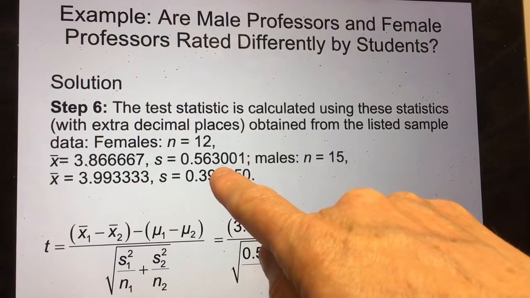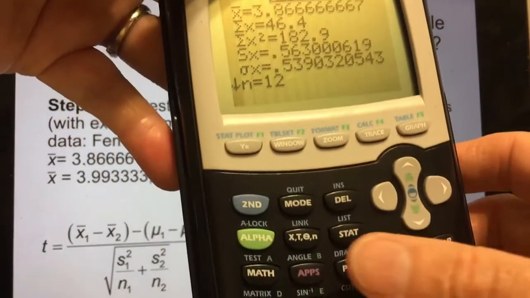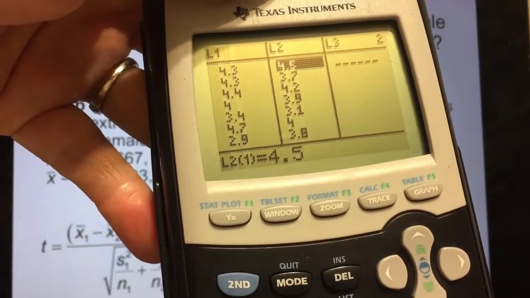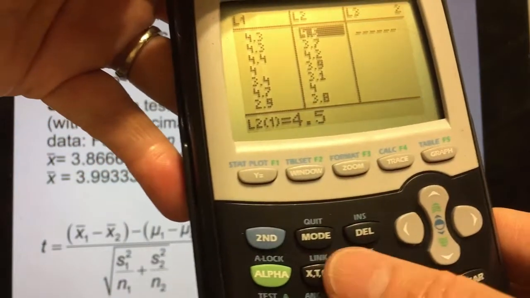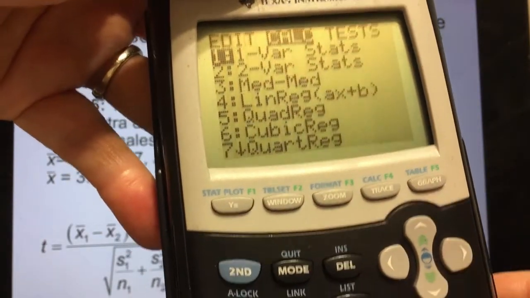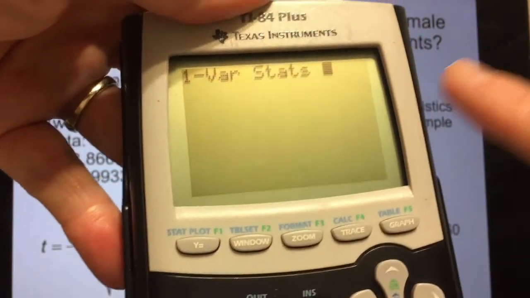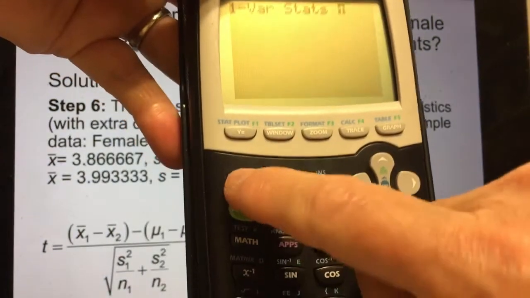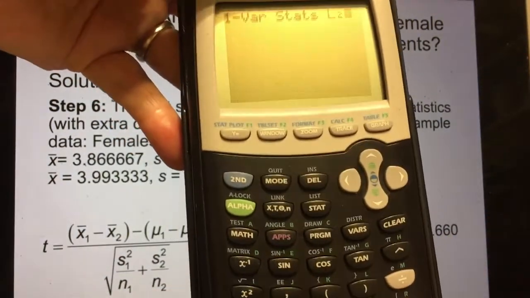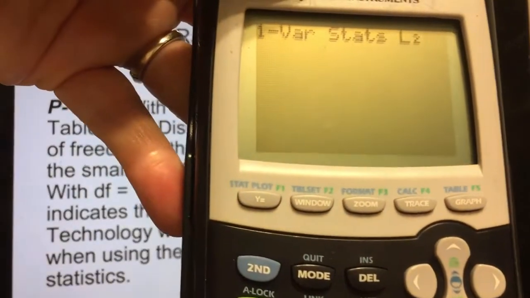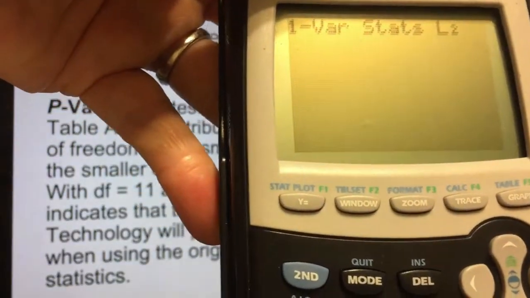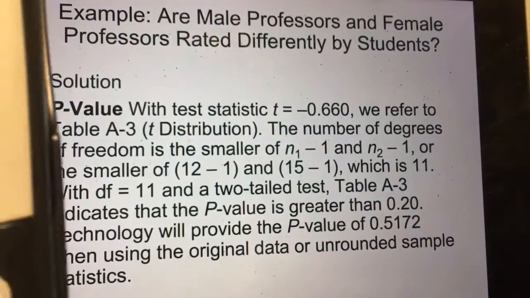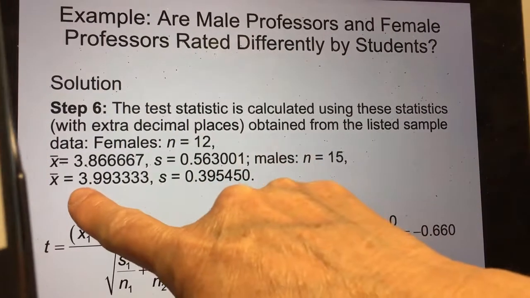And then when I go over here to my stat and edit again, and then I look at my L2, I'm going to do stat and calc, and I'm going to go to my one variable stats, but this time when it's blinking, I'm going to put in L2, which is just the second button and the 2 button down here. You see the L2 up there? So now I'm going to hit enter, and I get the L2 stats, which matches my second one down here.